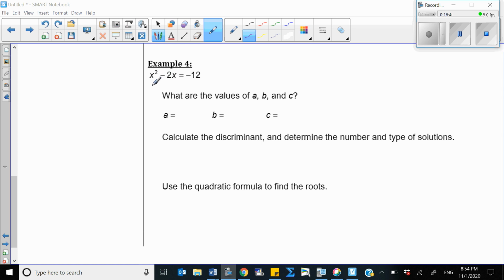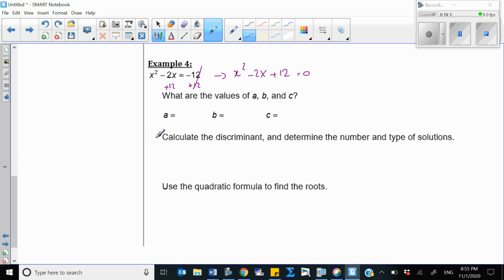Next example, we have x squared minus 2x minus 12. First of all, we need to put this in standard form. So I'm going to add 12 to both sides because I know that the right side should be equal to 0. So I'm going to cancel the negative 12 by adding 12 to both sides. So this is going to be x squared minus 2x plus 12 equal to 0.